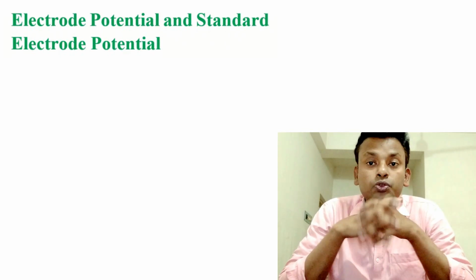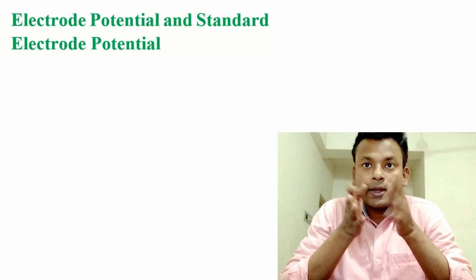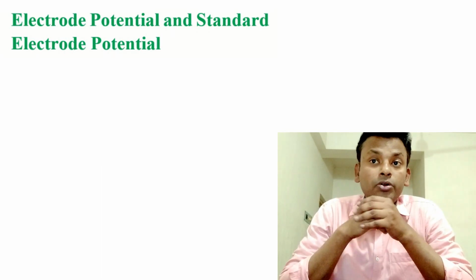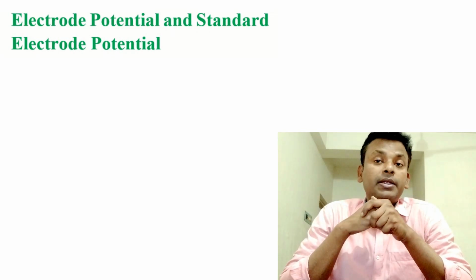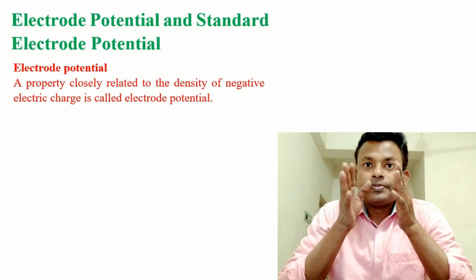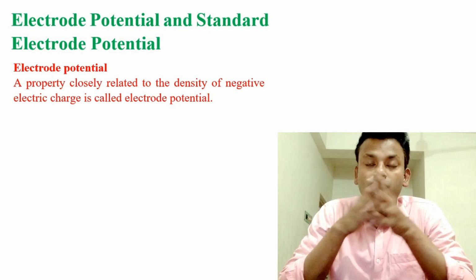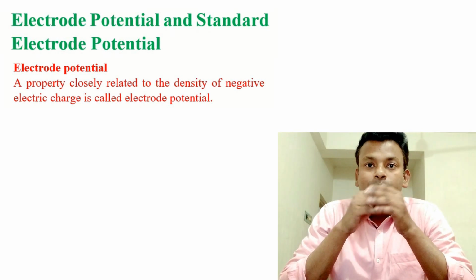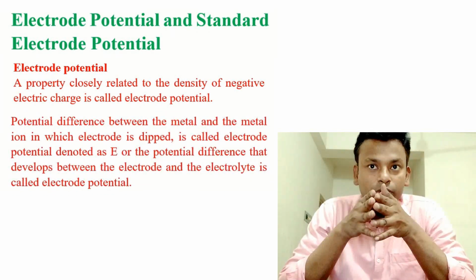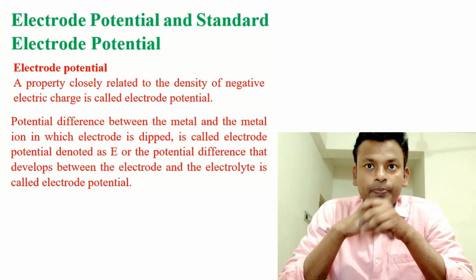If we connect two different electrodes, electrons will flow from the electrode of higher negative electric charge density to the electrode with lower negative electric charge density. The property closely related to the density of negative electric charge is called electrode potential. It means the potential difference between the metal and the metal ion in which the electrode is dipped is called electrode potential.